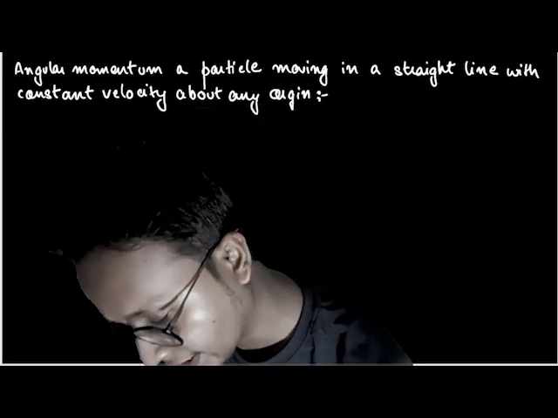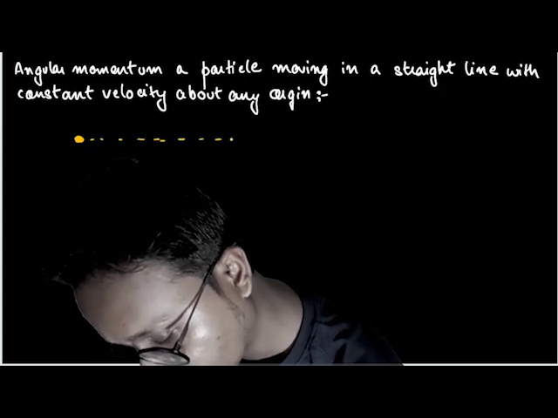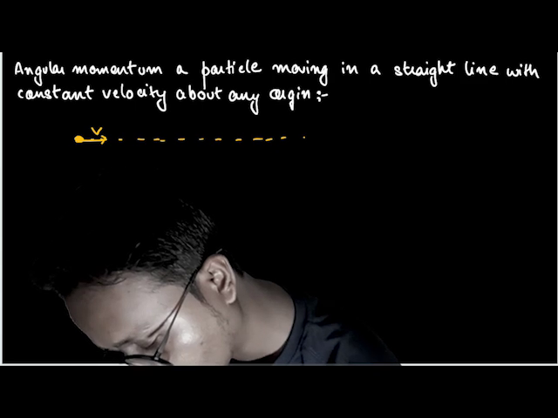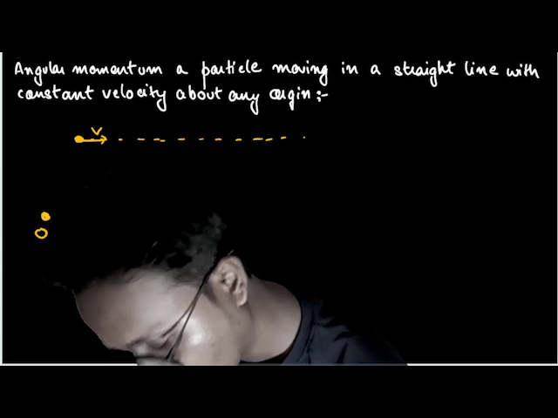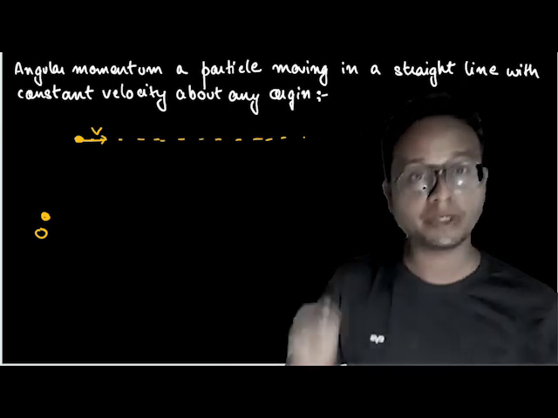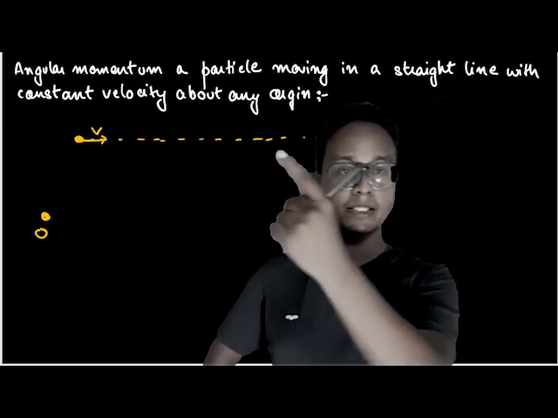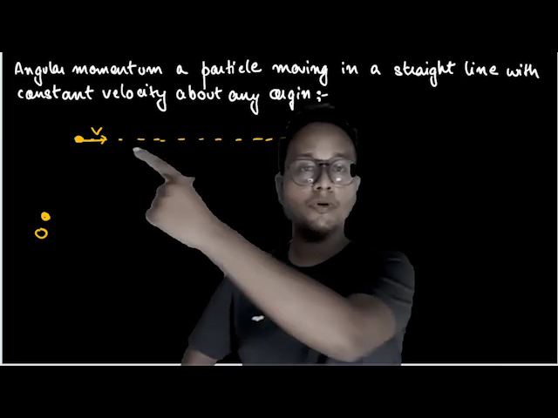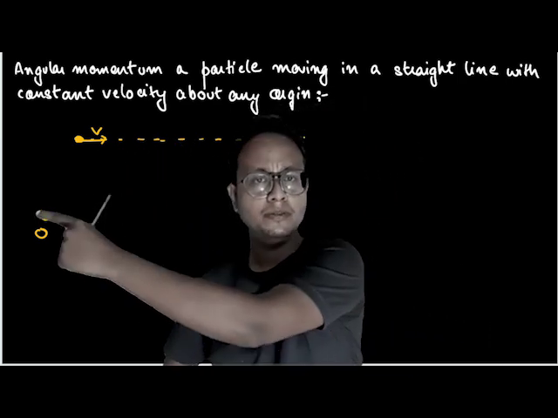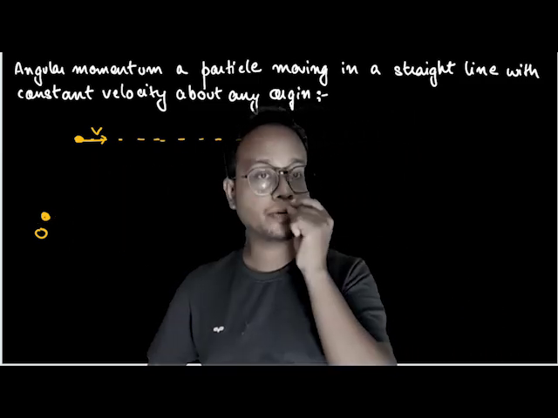So that means if there is a particle, and this particle is moving in a straight line, this is the path of the particle. And this particle is moving with constant velocity. I have to find out the angular momentum about this point or about this origin. What I'll be trying to prove out here is that it doesn't matter in which position the particle is. If the particle is moving with constant velocity, the angular momentum of this particle about any origin, let's say this origin, will always be constant throughout the path of the particle. That is what I'm trying to prove.